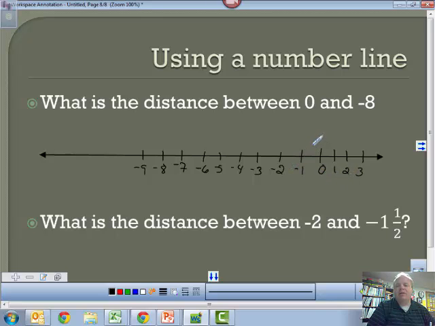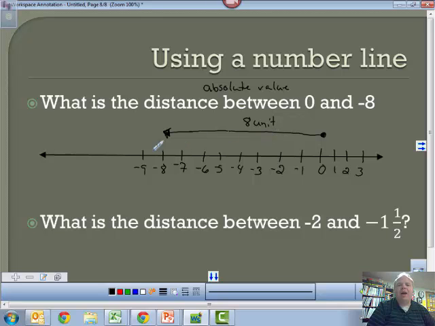So I have 0, so I'm going to start here. I'm going to go down, down, down, down, down. Okay, keep going down to -8. Well, the distance between 0, remember, we already should know that this is the absolute value. Okay, so that's what we're talking about here is the absolute value. How far is -8 from 0? Well, we went 8 spots, so it's 8 units from 0.